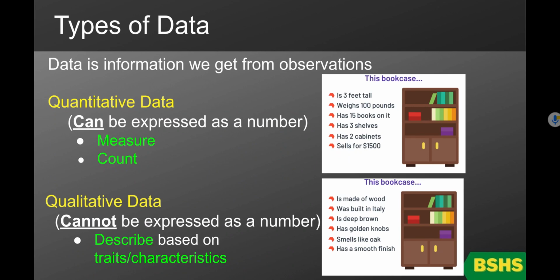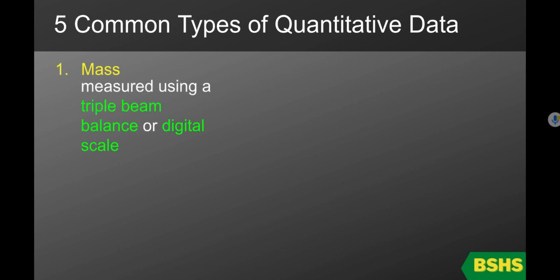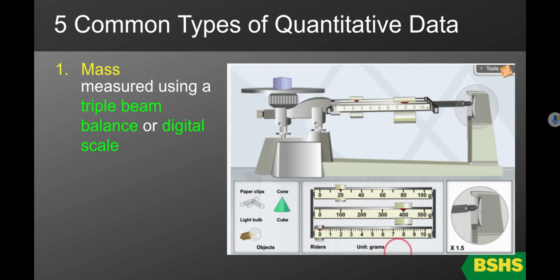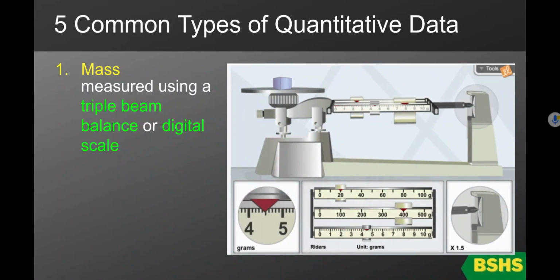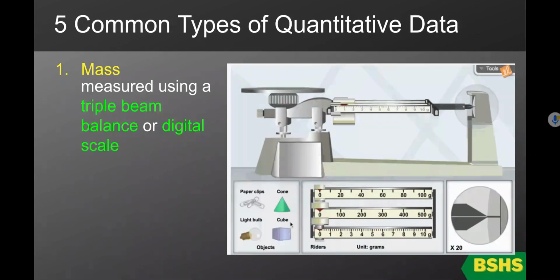Now, let's talk more specifically about some basic types of quantitative data. There are 5 types. The first is mass. Mass can be measured using a triple beam balance or digital scale. In the image here, I'm trying to find the mass of a cube using a triple beam balance. You'll notice that there are 3 scales or beams there at the bottom of the screen. The middle one goes in increments of 100 grams. The top goes in increments of 10 grams, and the bottom goes in increments of 1 gram.